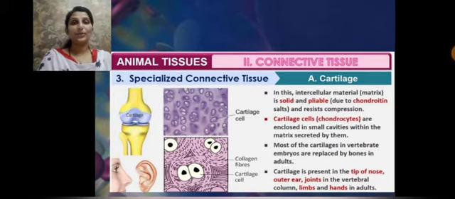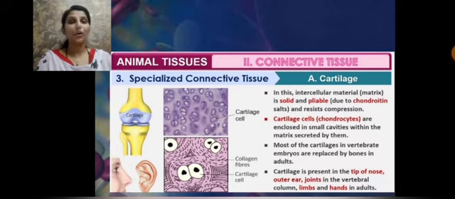In the vertebrate embryo, most of the connective tissues are cartilage, which are replaced by bones after the embryo stage. And cartilage is present at the tip of the nose. We know that the tip of the nose is flexible. The outer ear is also made up of cartilage. The joints between the different vertebrae, the vertebral column is made up of 26 vertebrae, and between these 26 vertebrae they are joined together by means of cartilages, and in the limbs and hands in adults. So all these regions are made up of cartilage, which are pliable or flexible.